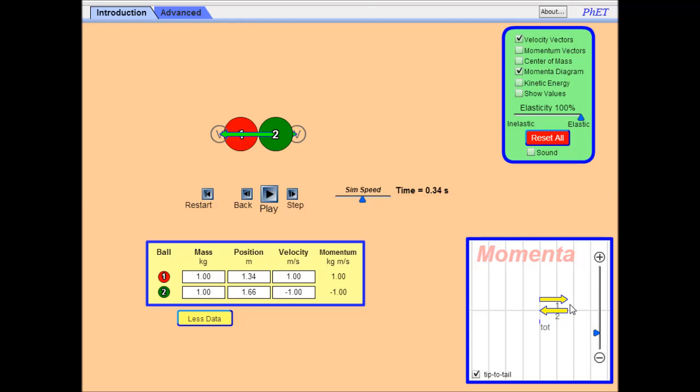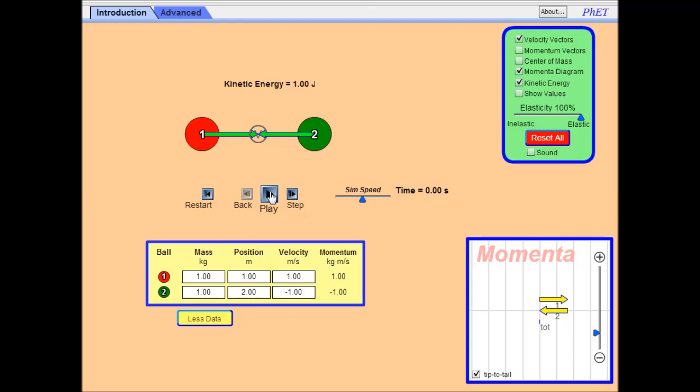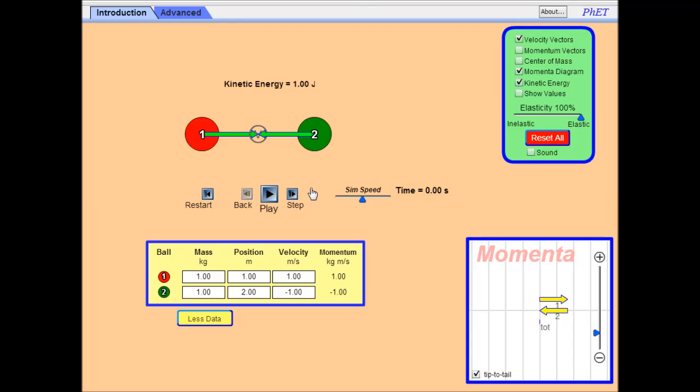So right before they hit, we have momentum 1 and momentum 2 in opposite directions. The total momentum is 0. And then after they hit, we see that essentially the two objects change their momentum equally, and we still have 0 total momentum. And we also have no change in kinetic energy. I'm going to go ahead and show the kinetic energy value there, restart that. And as I play that, you can see that when they hit and bounce off each other, the kinetic energy is retained. It stays the same.